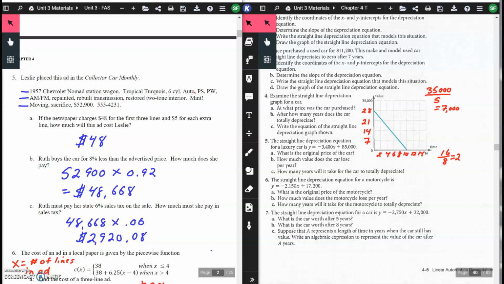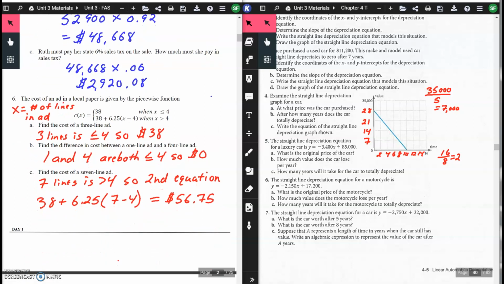Part C, Ruth must pay her state 6% sales tax on the sale. How much will she pay? So take the price she paid, $48,668, times 0.06 for the 6% tax, gives you a sales tax of $2,920.08.